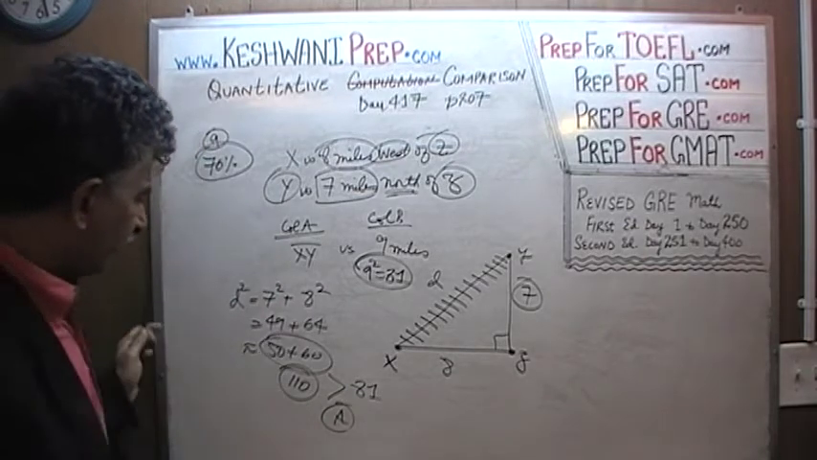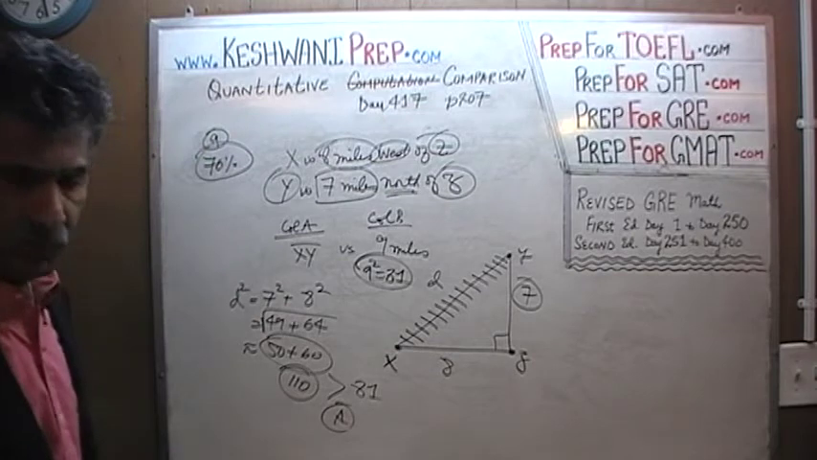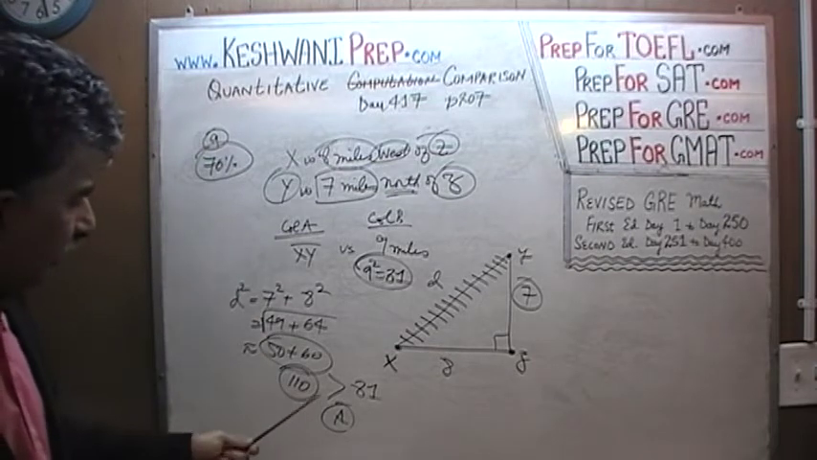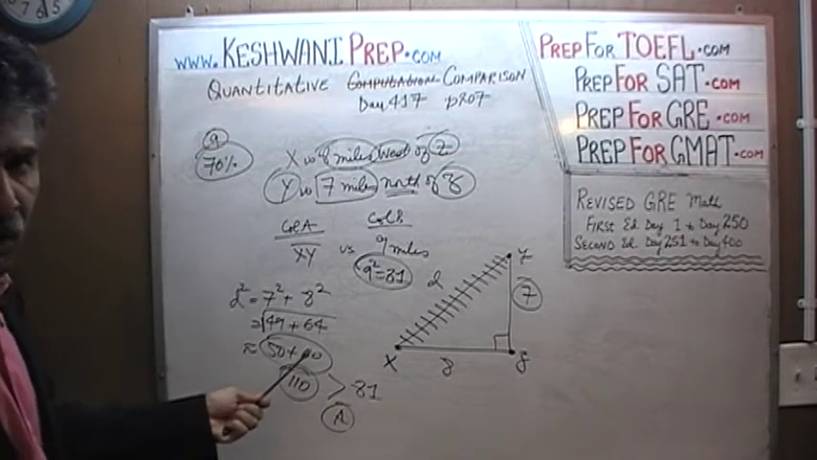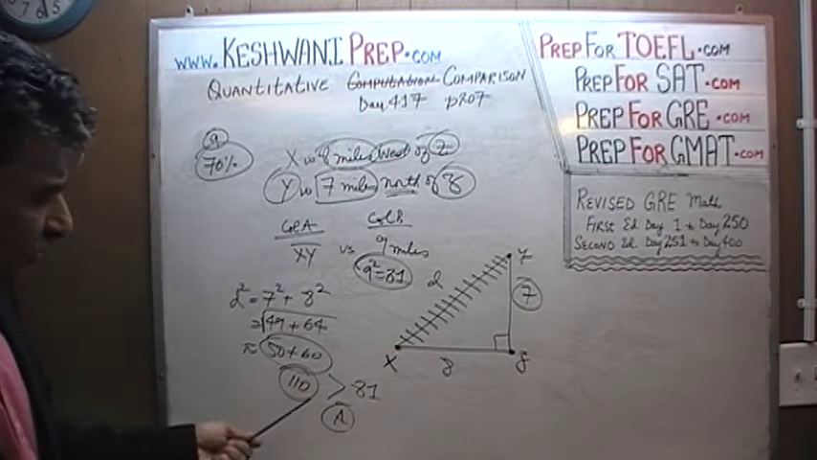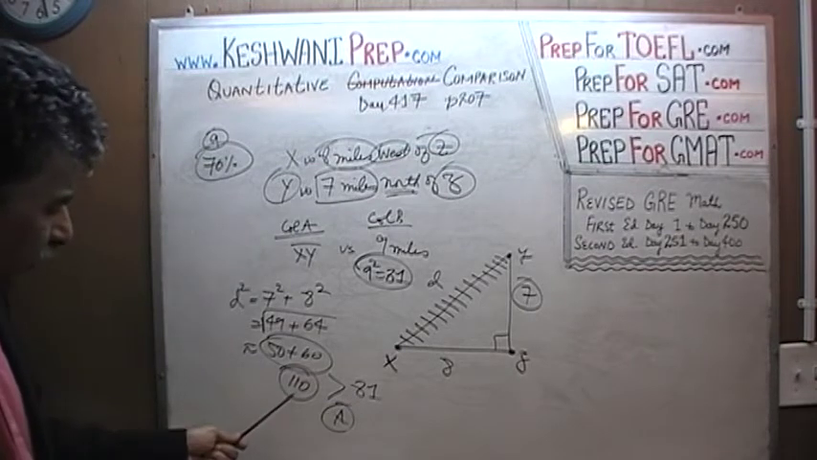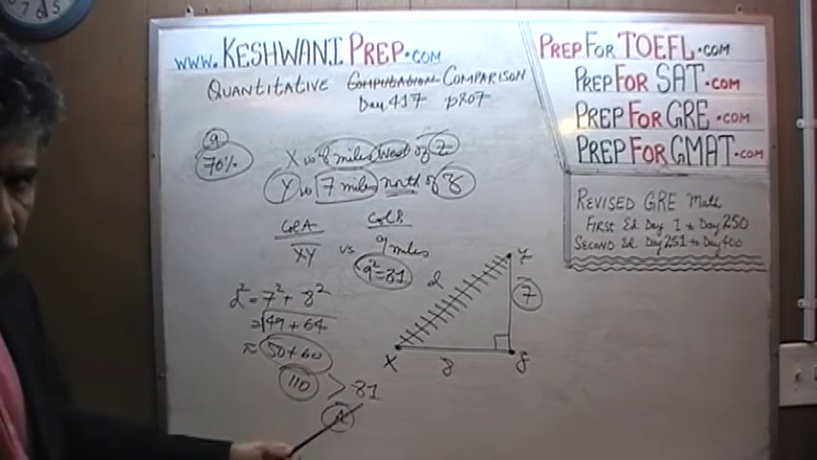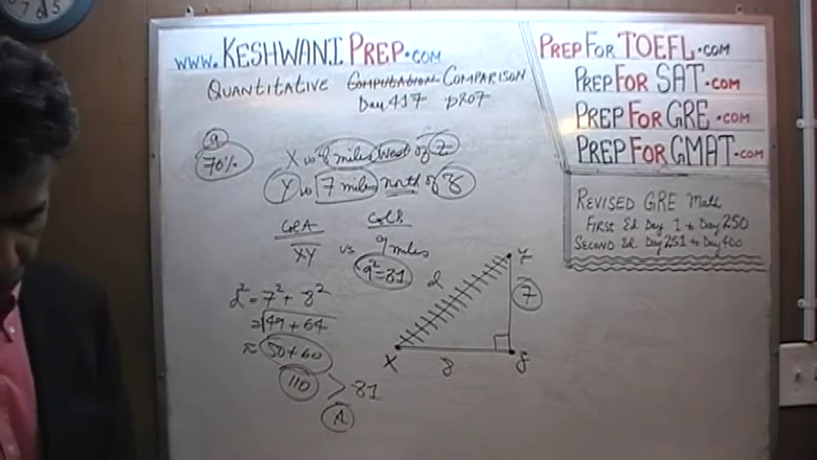We don't know what the square root of this quantity is, but it is a lot more than 9, because the sum adds up to almost 110. The square root of 110 is going to be, of course, more than the square root of 81. That's all. The answer is A.